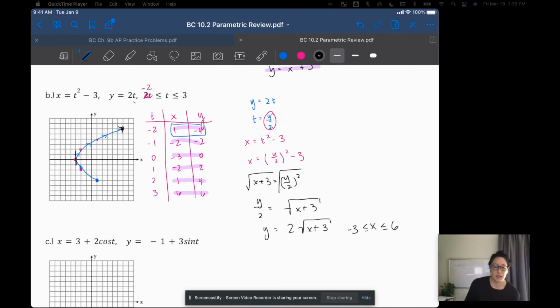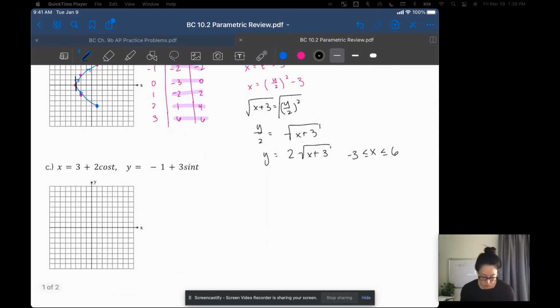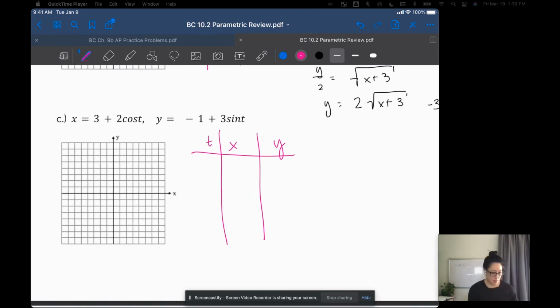Okay. All right, the last one is x is equal to 3 plus 2 cosine t, and y is going to be written as y is equal to negative 1 plus 3 sine of t. So we start with our table. You don't have to start with your table, but I am. Since we're talking about trig functions here, and my angle input is not horizontally stretched or shifted, I'm just going to substitute in our normal quadrant angles of 0, pi over 2, pi, 3 pi over 2, and 2 pi. And then I'm going to go ahead and substitute that in.